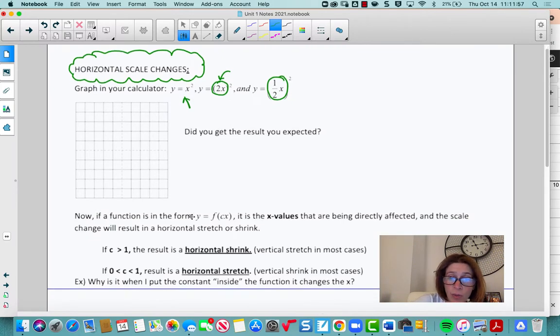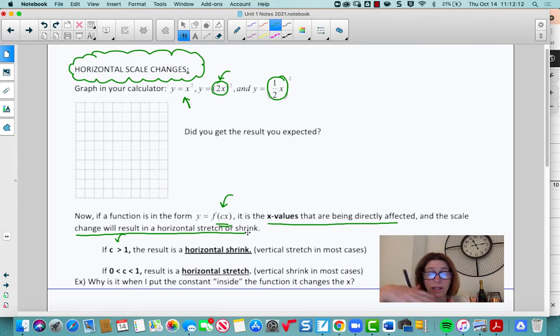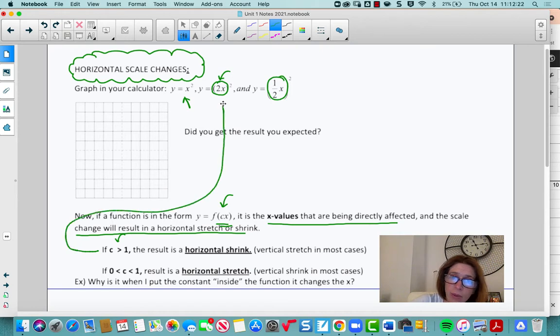What you should have seen is that when things are in the form f of c times x, it's the x values that are being directly affected, and the scale change will result in a horizontal stretch or shrink. Now, it's going to look really close to a vertical stretch, because a horizontal shrink, in most cases, will have a vertical stretch. In this case, when your c is greater than 1, it's going to be a horizontal shrink.